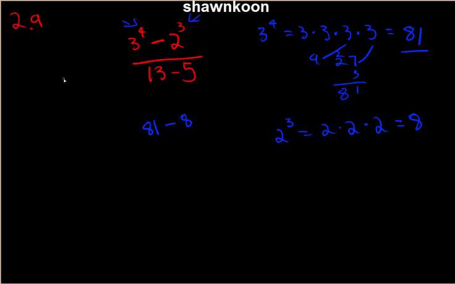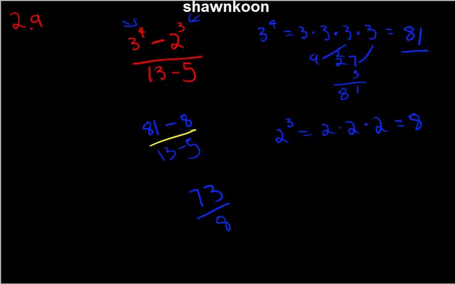and divide by 13 minus 5. So what's 81 minus 8? That's 73, right? Okay, 73 over 13 minus 5, which is 8.